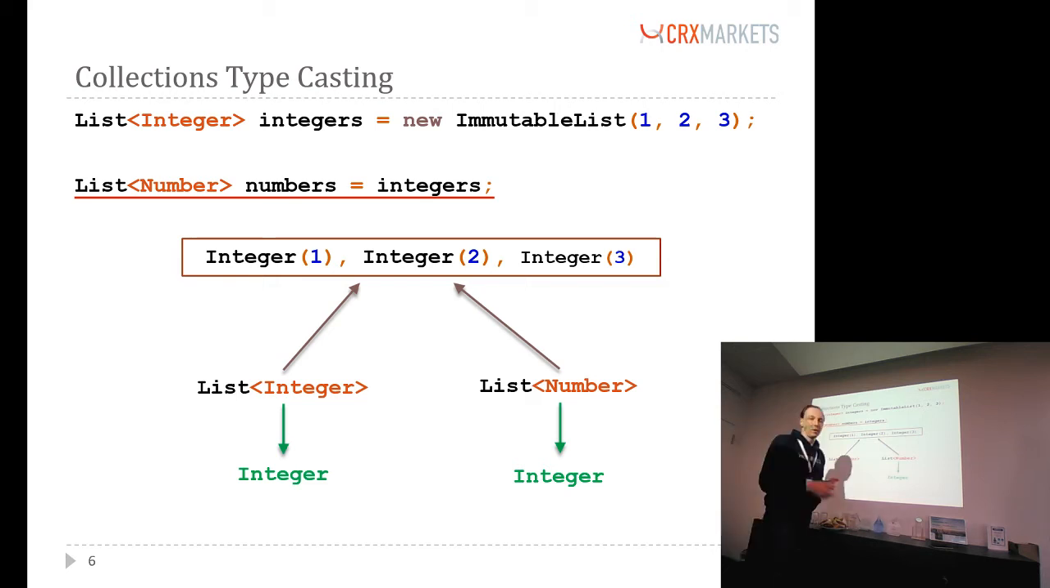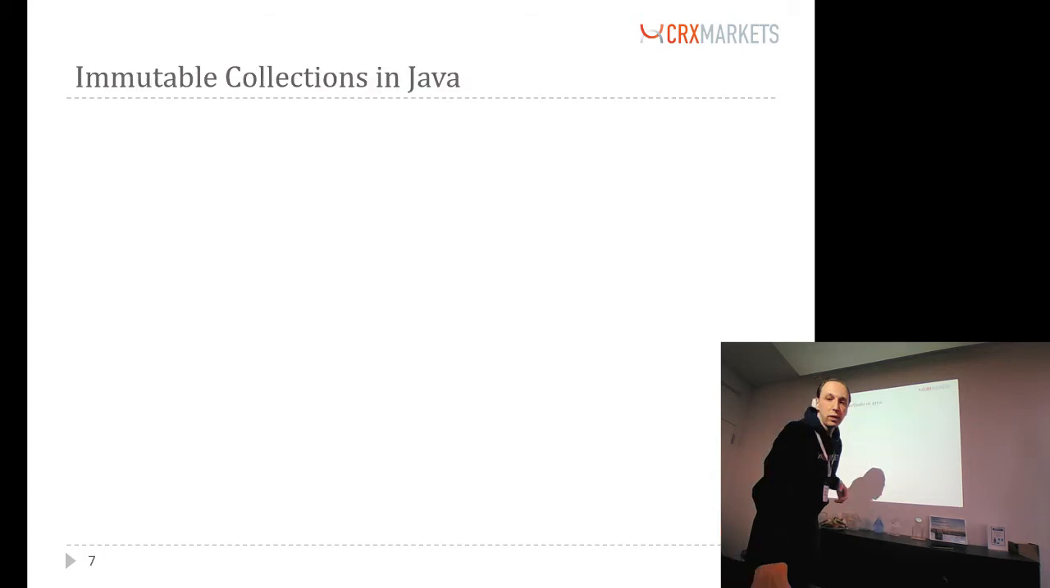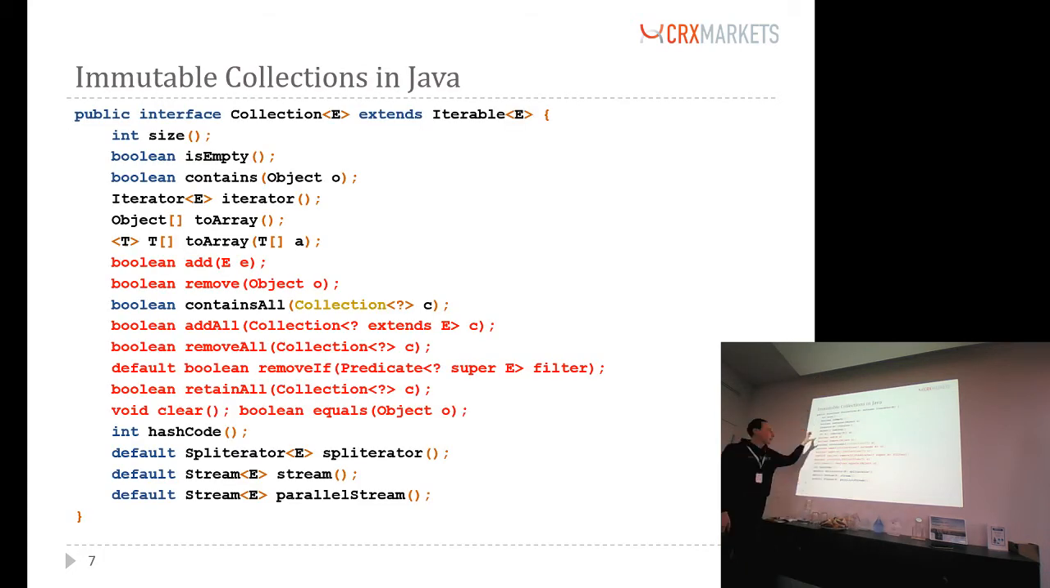Well, because Java doesn't know that it's immutable. If you look at the collection interface, you will see a lot of methods that mutate its state. This is the basic interface of all collections in Java, well, except for map. But map is also mutable. So Java has no way of knowing that your particular instance of a collection is immutable.